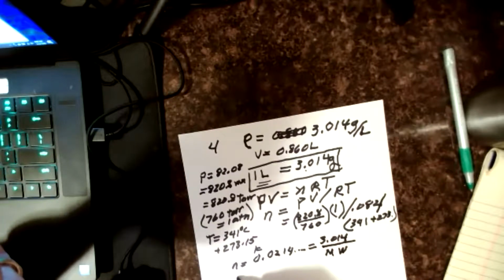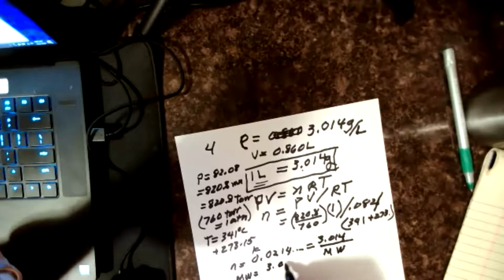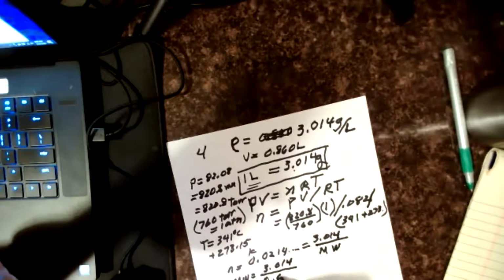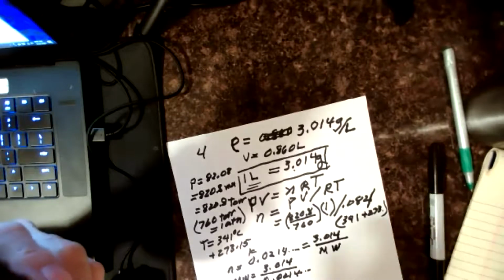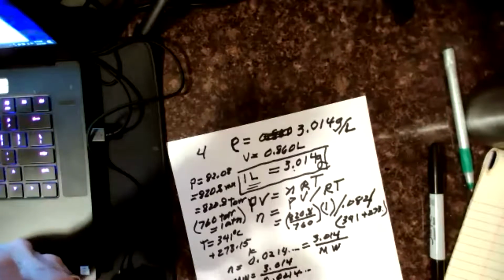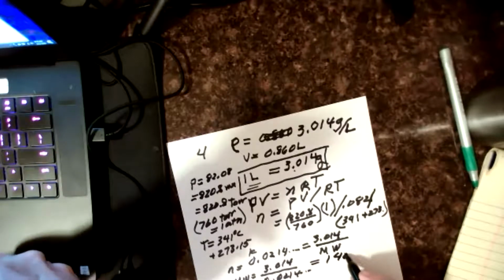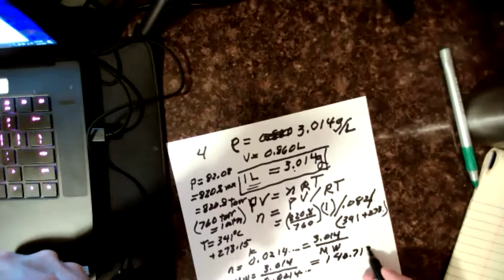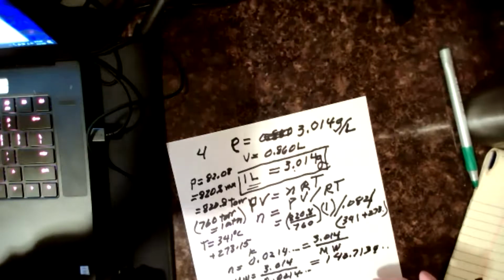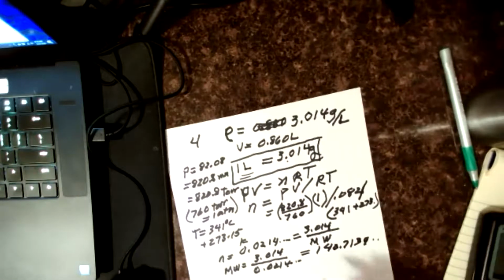So I can get the molecular weight by taking the 3.014 and dividing it by 0.0214 that I've got on my screen. So all I need to do is take 3.014, divide by that answer, and I come up with a molecular weight of 140.7139, some more digits. And the molecular weight is listed as 141.